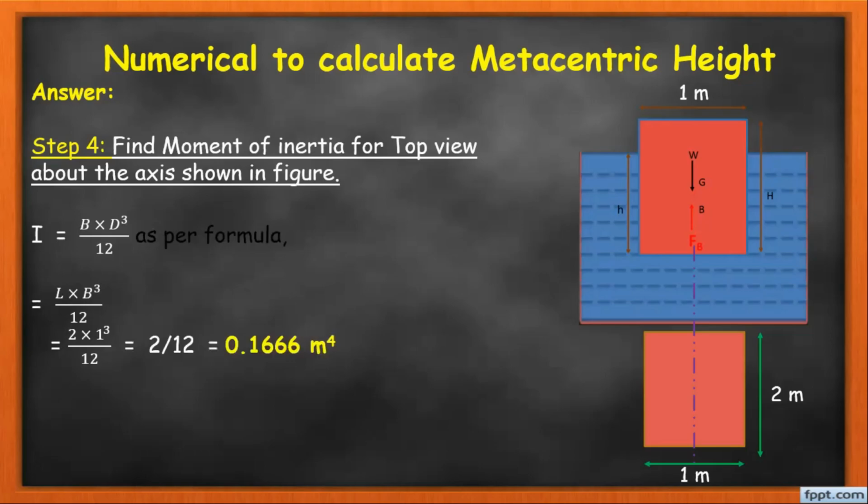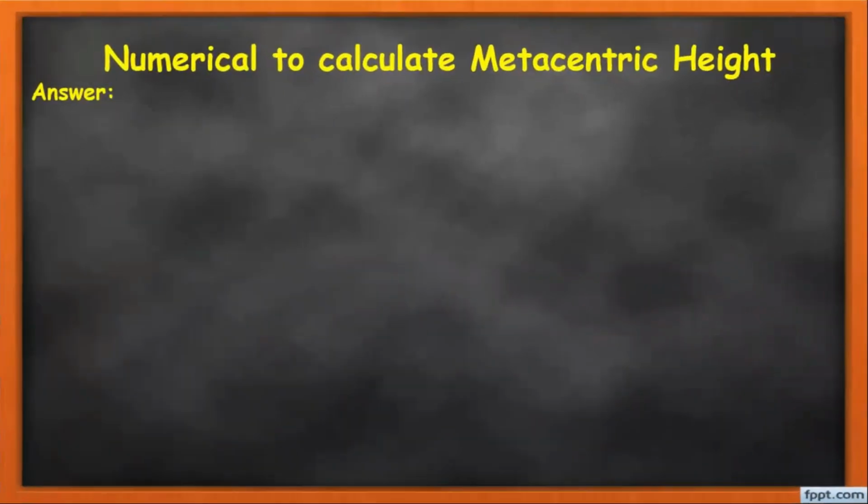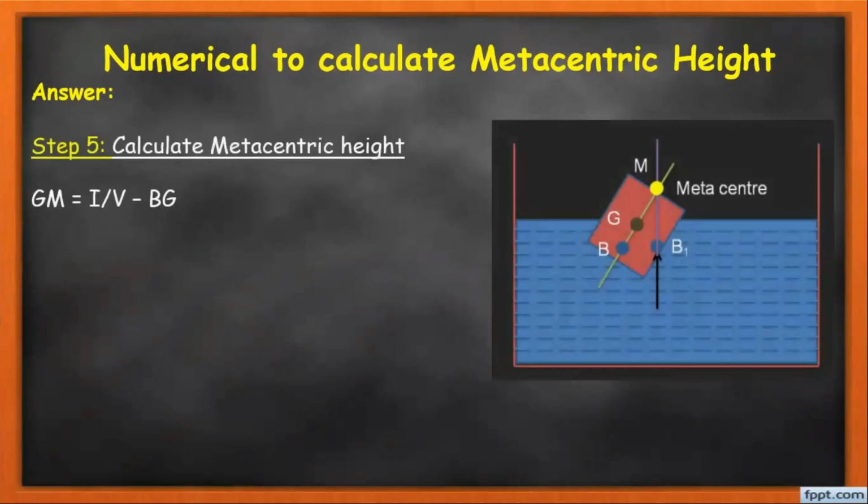So we get the moment of inertia of the object is 0.166 meter to the power 4. Now in step number 5, we need to apply the formula of the analytical method to calculate the metacentric height, which is GM equals I by V minus BG.